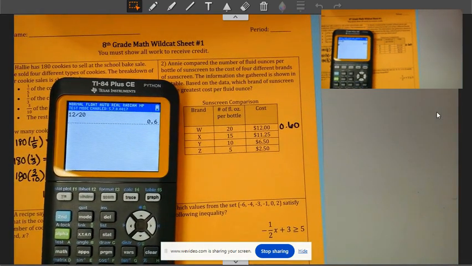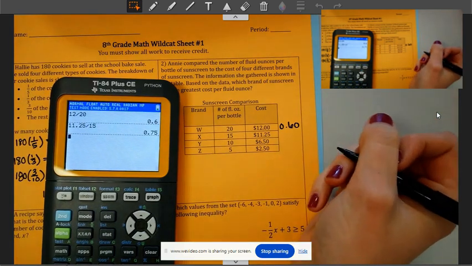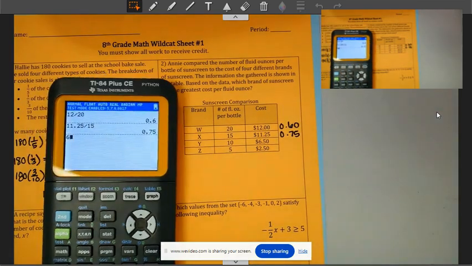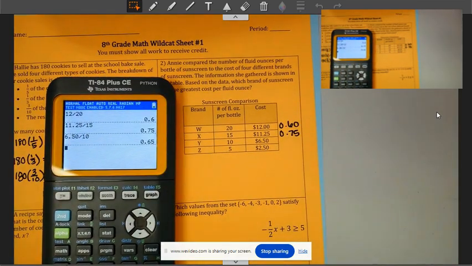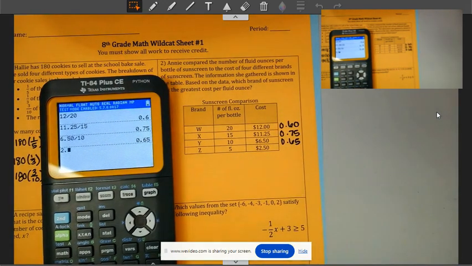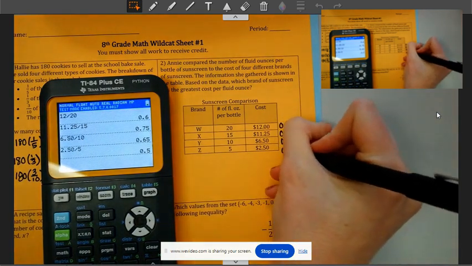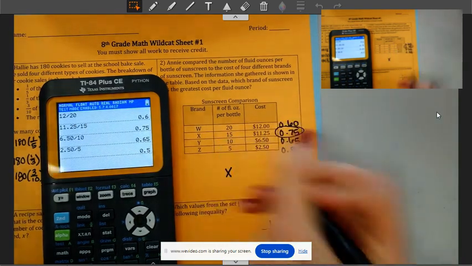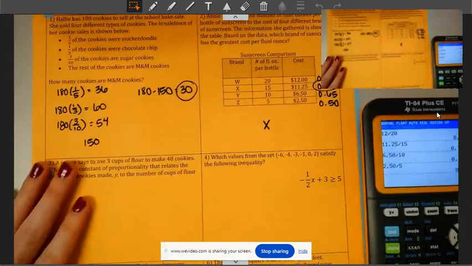For X, we do $11.25 divided by 15, which would be 75 cents per ounce. Then we have 6.50 divided by 10. That's 65 cents an ounce. And then you have 2.50 divided by 5, which is 50 cents an ounce. So the greatest cost per ounce is over here at 75 cents. So X has the greatest cost per ounce.